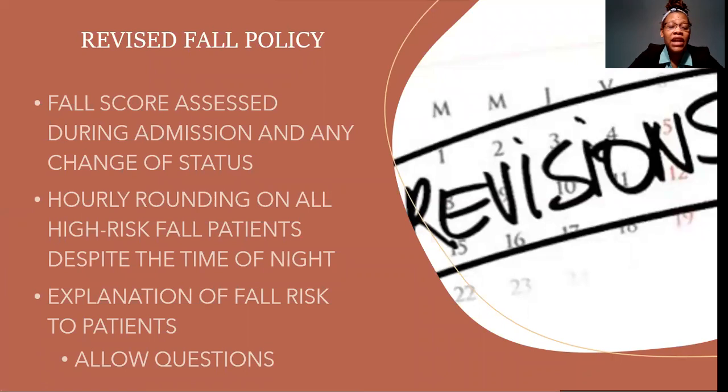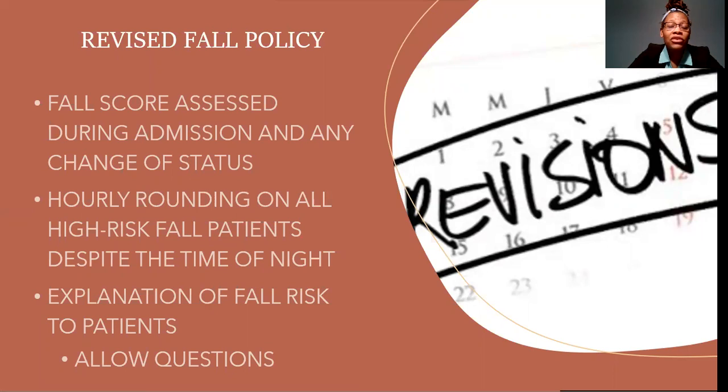The second change that I made was implementing hourly rounding 24 hours. This means that after 12 a.m., instead of being rounded on every 2 hours, all high-risk fall patients were rounded on every hour. By eliminating that 2-hour rounding rule after 12 a.m., high-risk patients have eyes laid on them every hour as opposed to every 2, which can prevent near falls or patient falls.